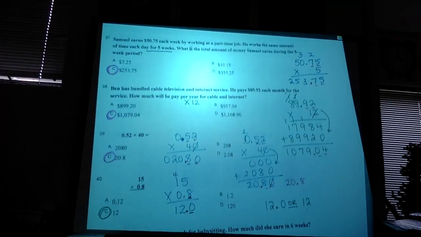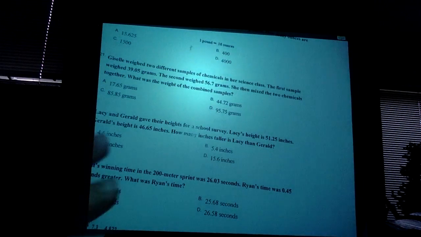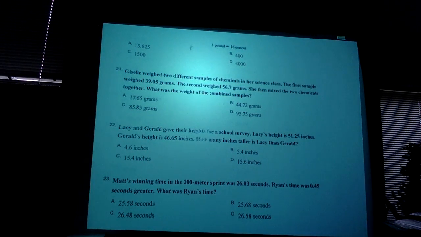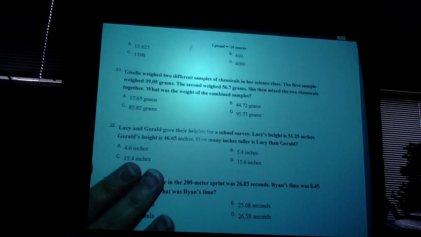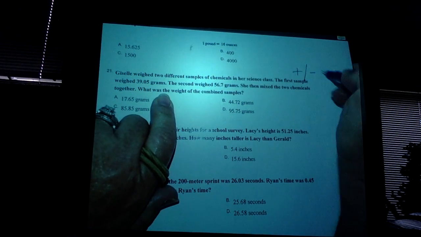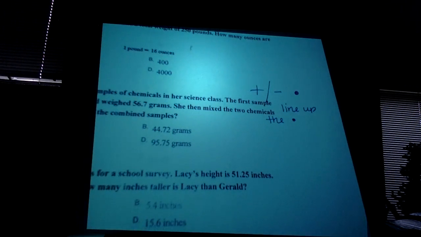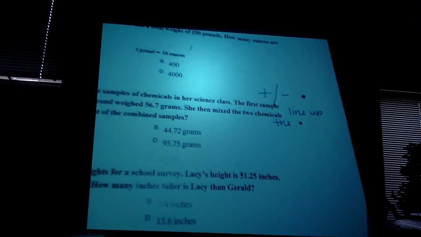Okay, here we go. I'm on 21 to 40. I'm only going to be able to do a few of them with you. Click pause if you need to stop, okay? Remember, when we are adding and subtracting decimals, we line up the decimal, okay? Line that decimal up. I'm going to zoom that in so you can see that. When adding and subtracting, line that decimal up.